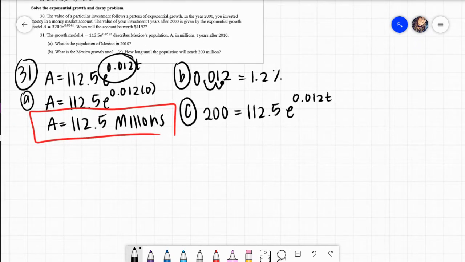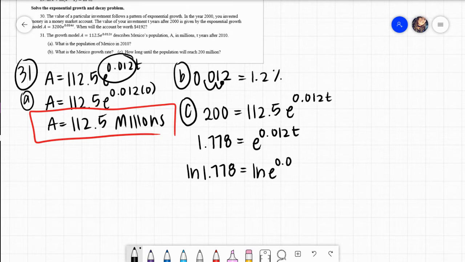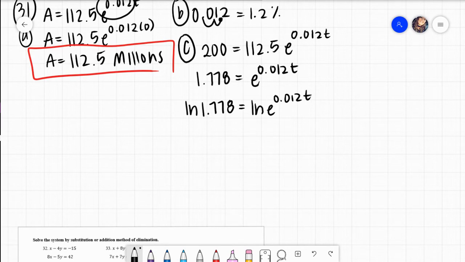What I would do here is divide both sides by 112.5. What I get on the left-hand side, y'all, is 1.778 equals e to the 0.012t. Because this is base e, I need to take the natural log of both sides. I get the natural log of 1.778 equals the natural log of e to the 0.012t. Because the natural log's base is e, the left-hand side is the same, and on the right-hand side I get the exponent, which is the only thing remaining. And then I would divide both sides by 0.012.